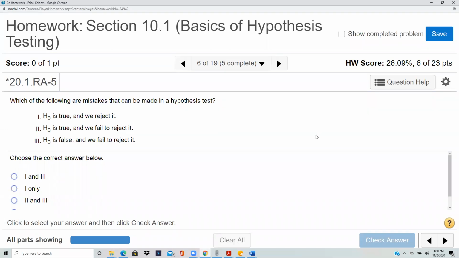Which of the following are mistakes? H naught is true and we reject it. Yeah, that's obviously a mistake. If something is true and you reject it, so one is a mistake.